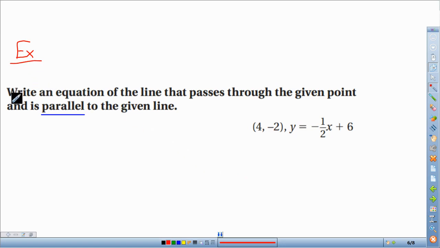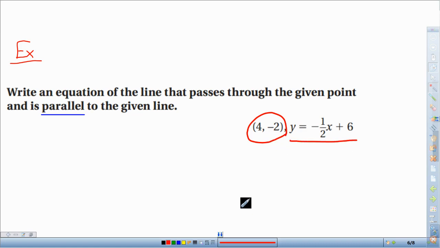Okay, so go ahead, take a second, copy these directions. They'll repeat on the next one, so you won't have to get them again, but the directions are good. And then go ahead and get this information. We'll try this one together. It says write an equation of the line that passes through the given point and is parallel to the given line. So we want to write the equation of a line that goes through this point that is parallel to this line.